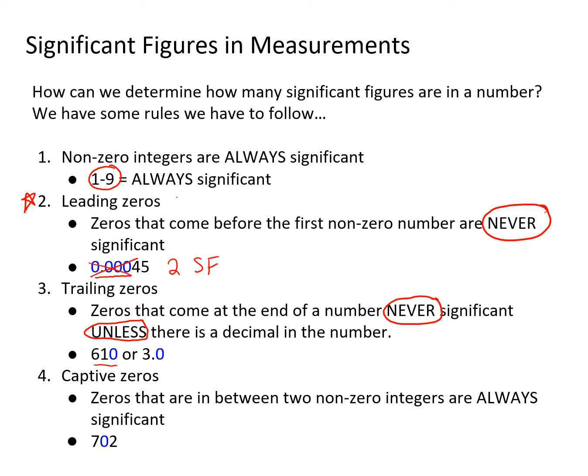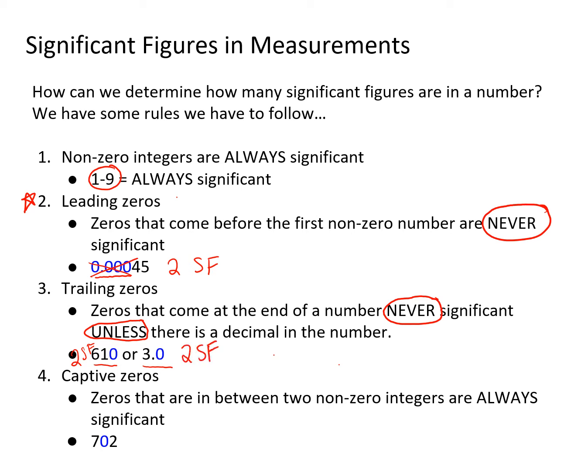The answer is no. So this value would only have 2 significant figures. When I look at the next number, 3.0, I ask myself, is there a decimal? The answer is yes. So that 0 does become significant. So this value would also have 2 significant figures.